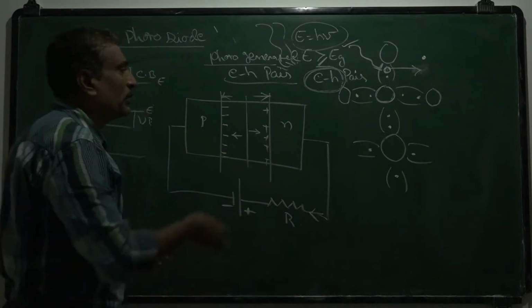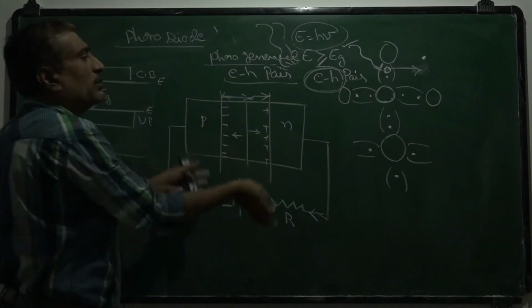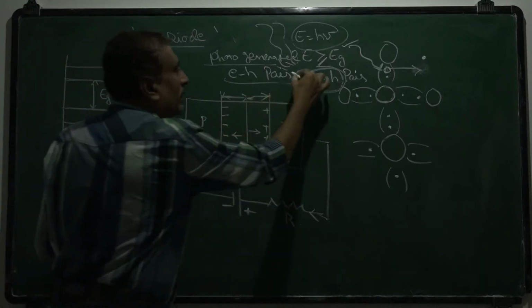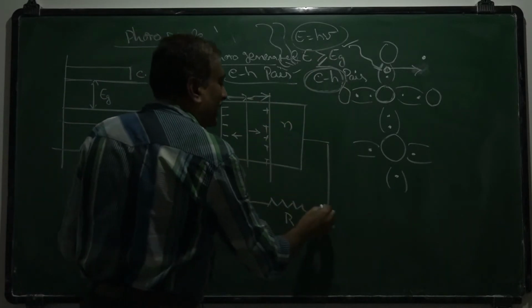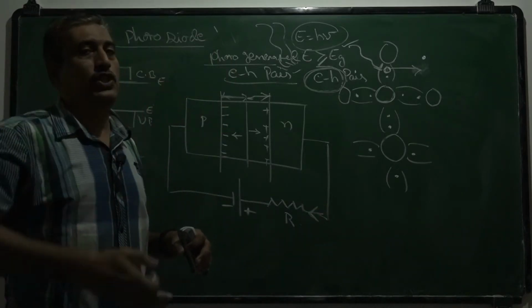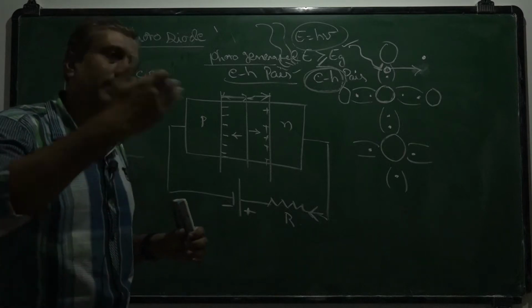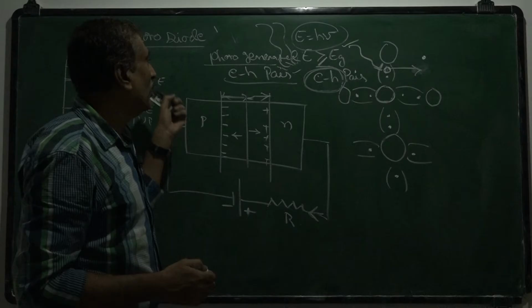But due to exposure to light, the number of electron-hole pairs increases, so the depletion layer decreases, and current flows through this circuit in addition to this saturation current, that means in excess of the saturation current. In this way this photodiode works.